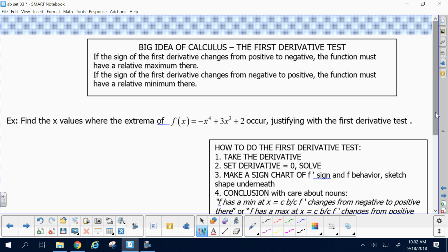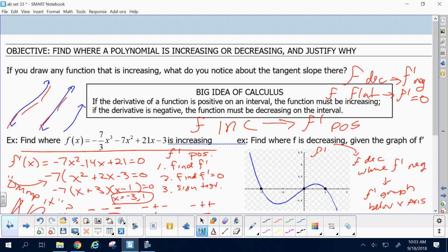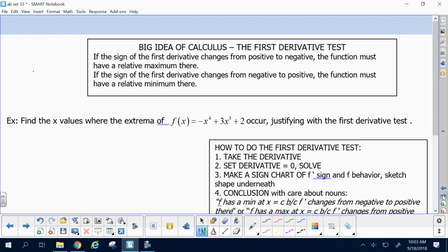If the sign of the first derivative changes from positive to negative, the function must have a relative max there. Now, here's why. If the first derivative is positive, then what do you know about the function? When the first derivative is positive, the function is increasing. So if the first derivative goes from positive to negative, then the function goes from increasing to decreasing. There's got to be a max. If the first derivative changes from negative to positive, then the function changes from decreasing to increasing, and there's got to be a min.